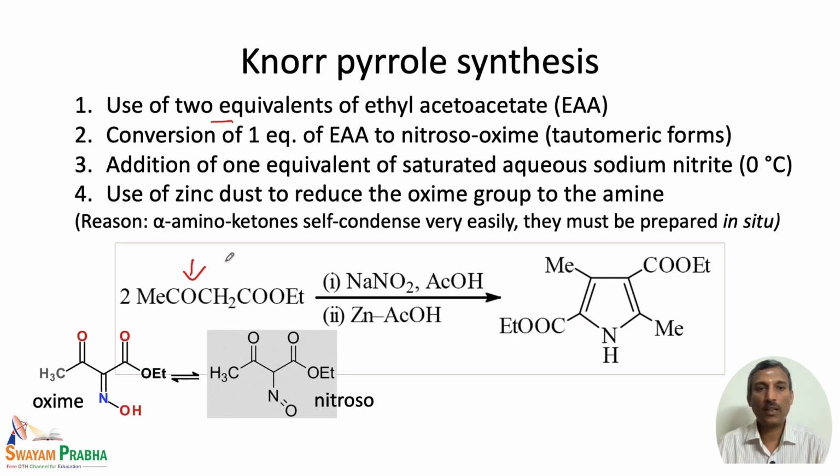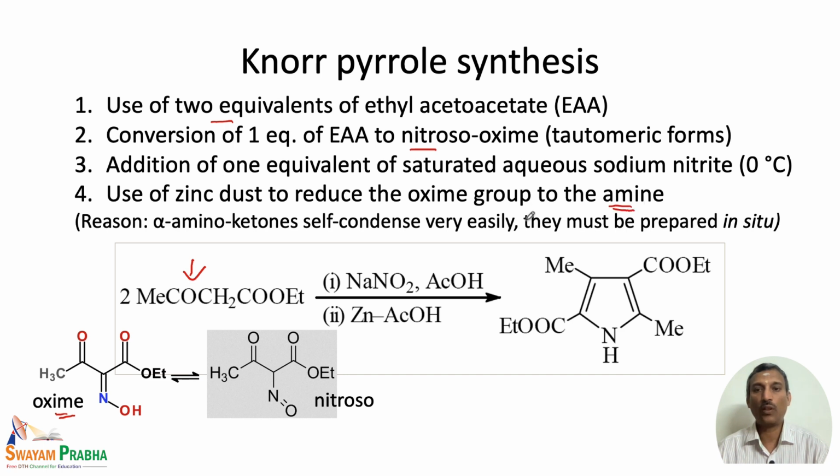So, the starting material ethyl acetoacetate is converted to the corresponding nitroso derivative. When treated with sodium nitrite in the presence of acetic acid, it actually gives the corresponding nitroso derivative. So, this actually exists as an oxime and nitroso tautomer. So, these two tautomeric forms are actually possible, and then addition of one equivalent of saturated aqueous sodium nitrite actually leads to the formation of this particular intermediate. Then finally, the use of zinc dust reduces the oxime group to the amino derivative.